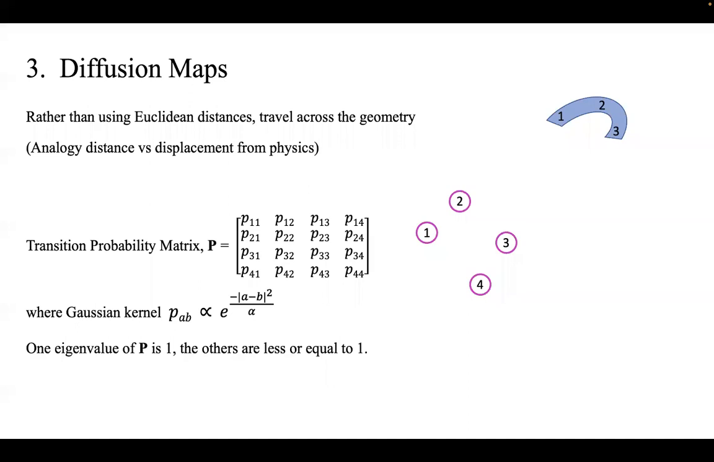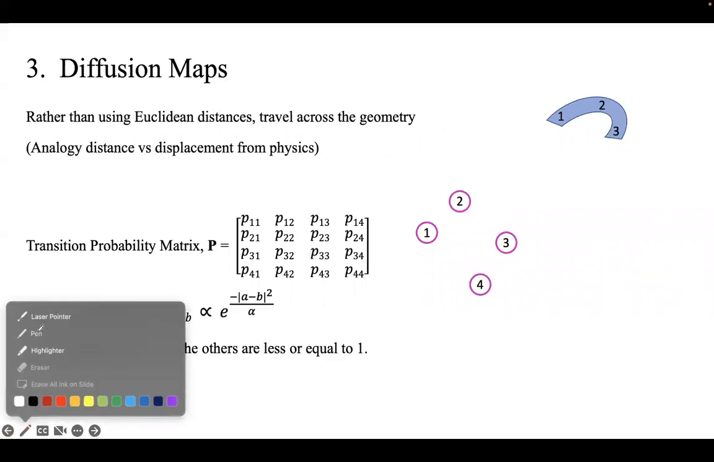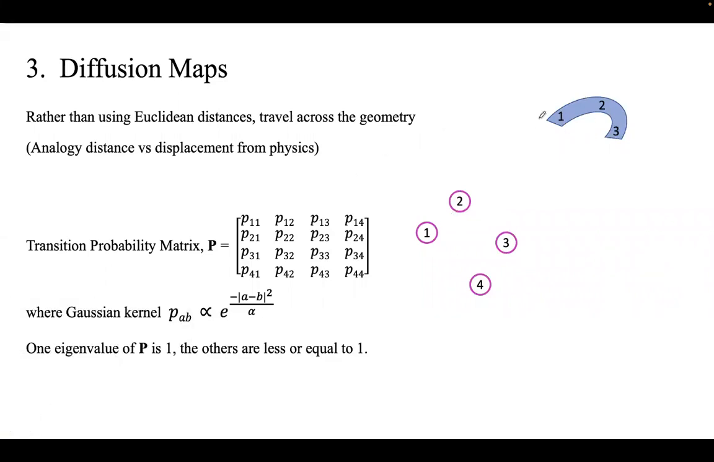So now, rather than using Euclidean distances, that means if you want to go from 1 to 3, all of you must have studied physics in 11th and 12th, and one of the earliest concepts was distance versus displacement. So you move from point 1 to 3, you move through this way, or your displacement is like this. So this becomes your Euclidean distance or displacement, and this becomes your actual distance. Here we are actually talking about this distance. This is the distance we are interested in.